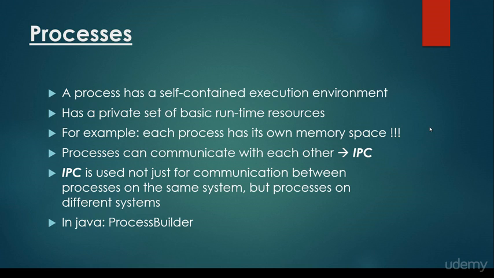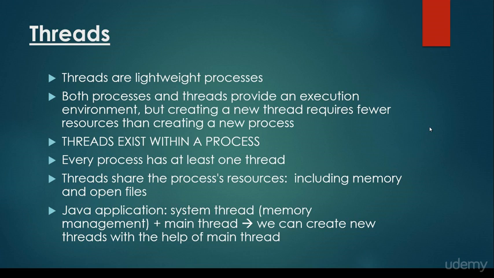In Java, we are able to create a new process with the help of the ProcessBuilder. But we usually use threads instead, because threads are lightweight processes. It's cheaper to create threads rather than processes. Both processes and threads provide an execution environment. We are able to run, for example, code such as adding two numbers or multiplying two numbers with the help of threads as well as with processes. But creating a new thread requires fewer resources than creating a new process, so that's why we like threads.